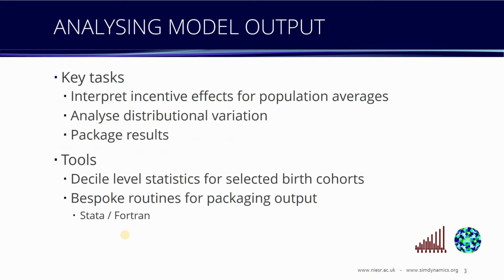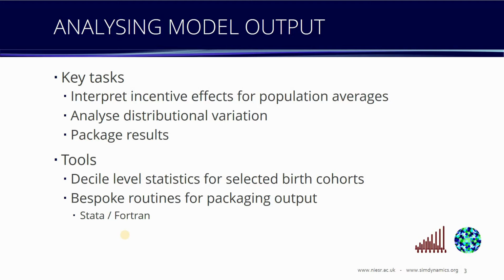Now, there are really, to my mind, three key tasks whenever you're trying to analyze model output. The first is to try and interpret the incentive effects for population aggregates. So this is really just trying to get a grip on the responses that the model is generating for a particular policy counterfactual and understanding why those responses are being generated in context of the respective incentive effects embodied within the counterfactual. The second is to analyze the distributional variation reported by the model.